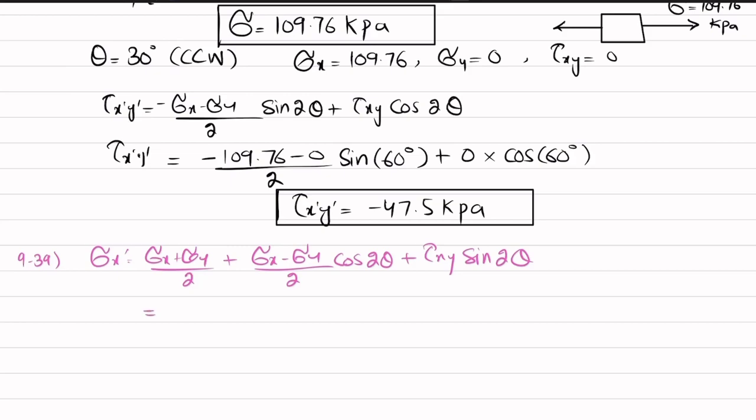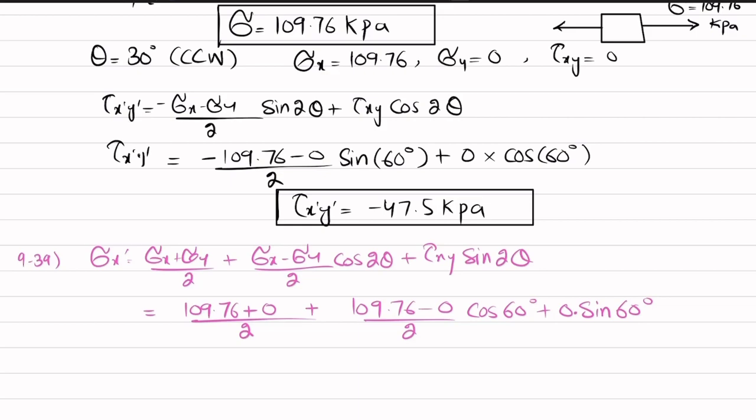So put the values. 109.76 is sigma x, plus sigma y is 0, divided by 2, plus 109.76 minus 0 divided by 2 into cos of 60 degrees, plus tau xy, which is 0, into sine of 60 degrees. That will give you sigma x dash. So sigma x dash, when you calculate, comes out to be 82.3 kilopascal.